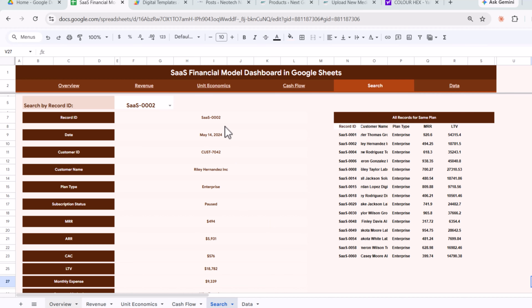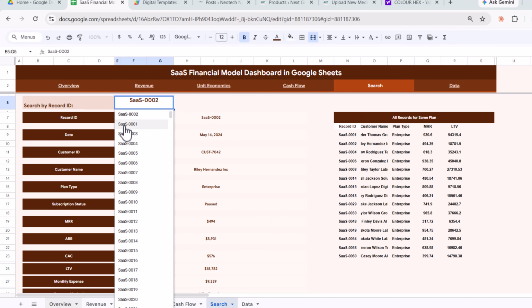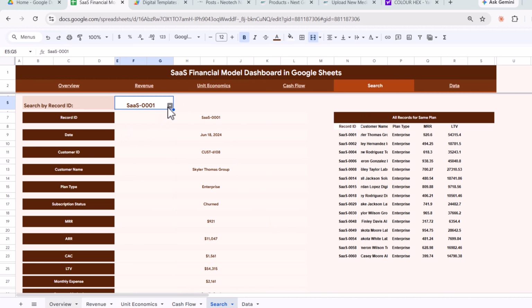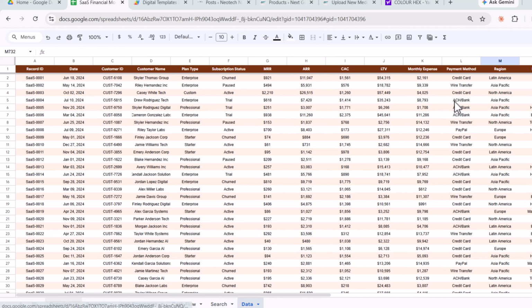We also have a search page built right into this dashboard. You can search by record ID and instantly see all the details for that specific customer, including their plan type, subscription status, MRR, ARR, CAC, LTV, and monthly expense. On the right side, it also shows all records that share the same plan type, making it easy to compare similar customers. Now let's look at the data sheet.